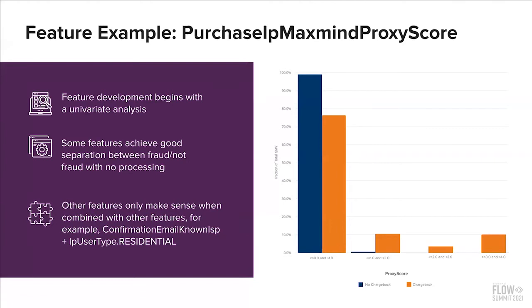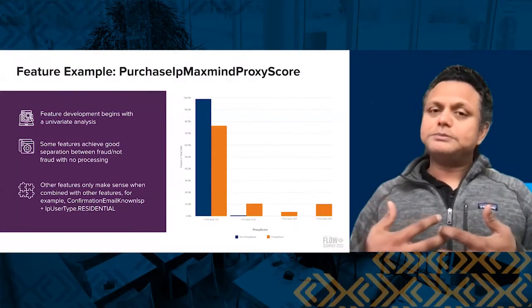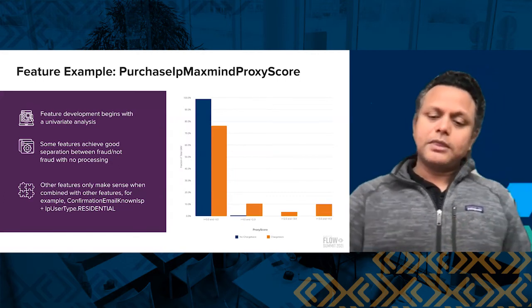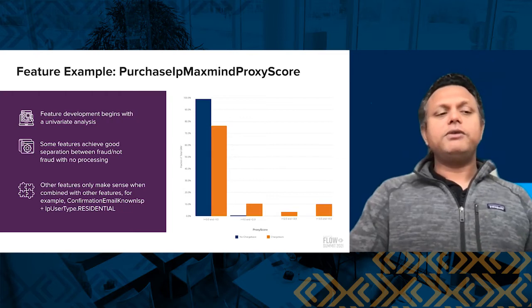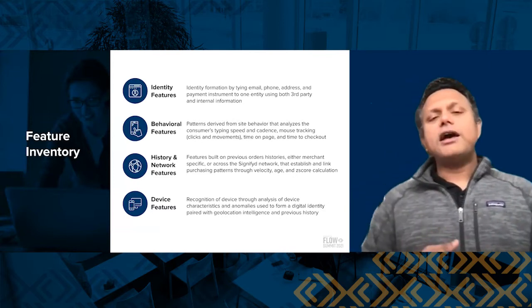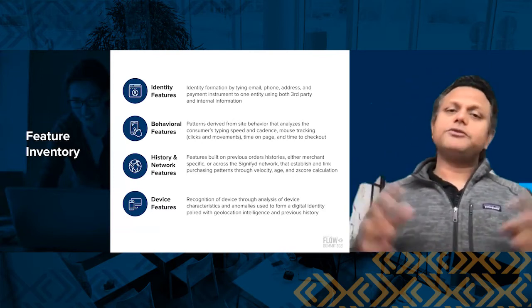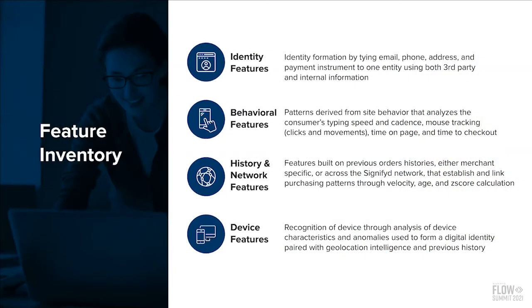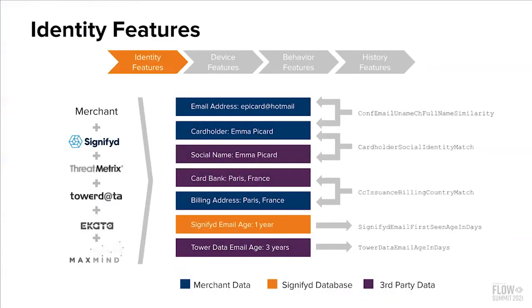There are also other features where it only makes sense in combination. But the ultimate goal for us is to be able to separate good from bad. That's what we are trying to achieve when we are engineering a feature. Like I mentioned earlier, we have a library of thousands of features, but we categorize them across 4 different dimensions. Identity features, behavioral features, history features, and device features. And I'll go into them in depth in the subsequent slides.